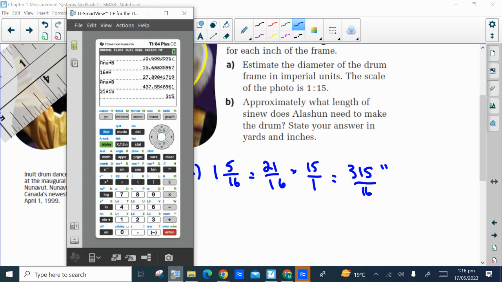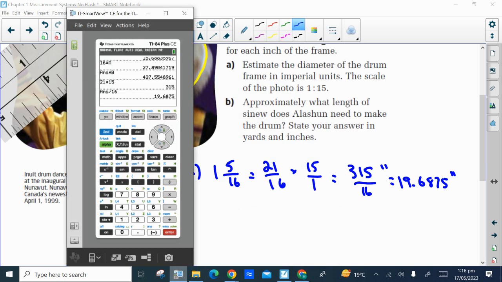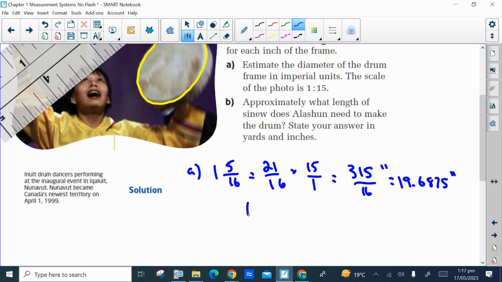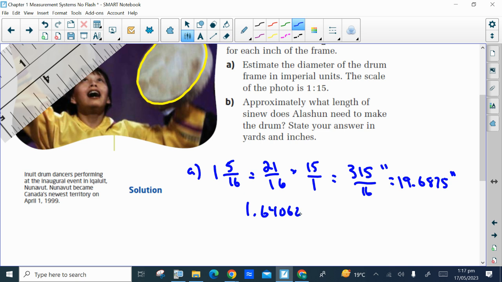We can see what that is as a decimal. So 19.6875 inches. And we can convert that into feet and inches by dividing by 12. So it's 1 foot and 0.640625 of a foot. 1.640625 feet. So that's 1 foot.